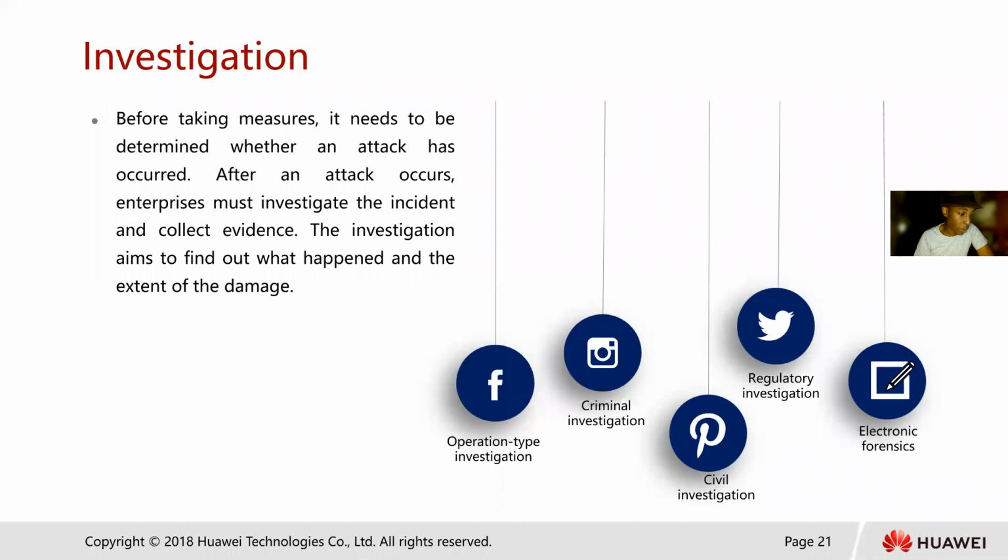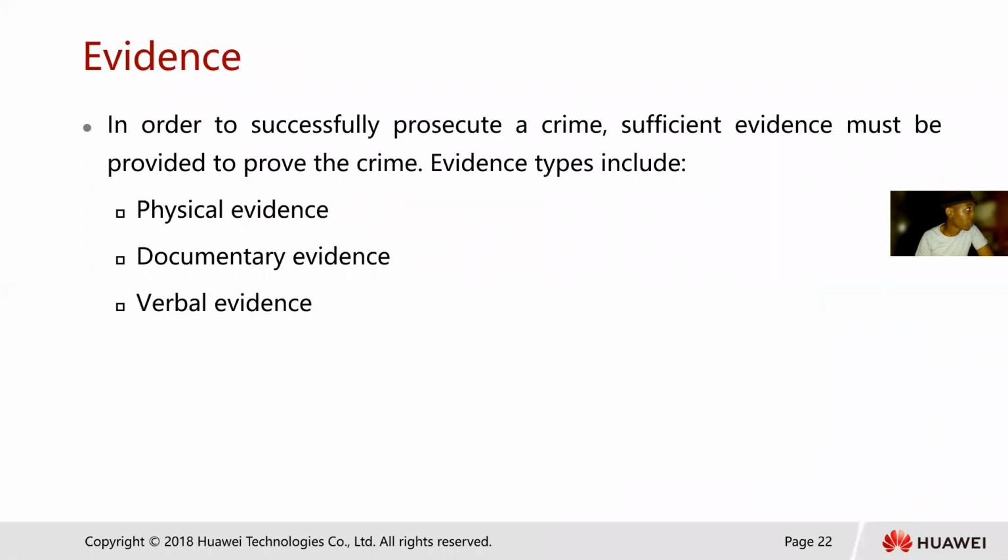So you have different types of investigation: criminal investigation, operation type investigation, civil investigation, regulatory investigation, and also electronic forensics. I don't know why they've used those icons. In order to successfully prosecute a crime, sufficient evidence should be provided to prove the crime.